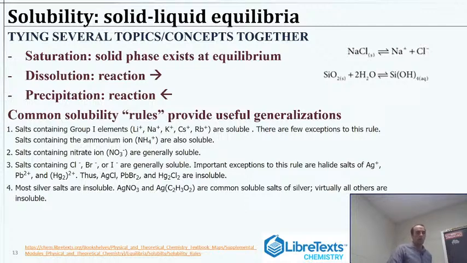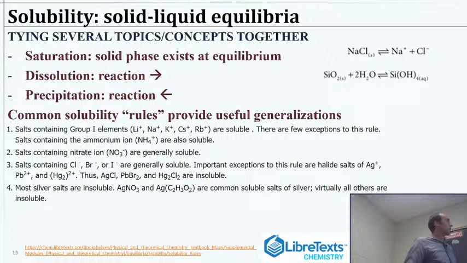Okay, so that was the first one. The second would be salts containing nitrate, NO3-, tend to be soluble. Next, the salts containing the halides, Cl-, Br-, I-, generally soluble. Some important exceptions. So silver, lead, mercury, all not very soluble as halide salts.